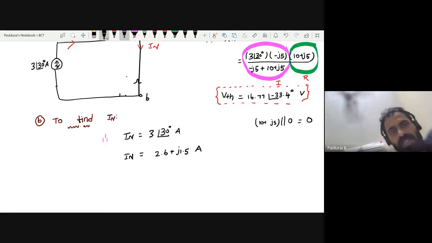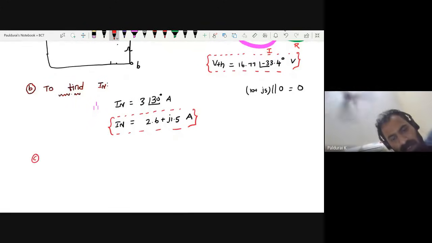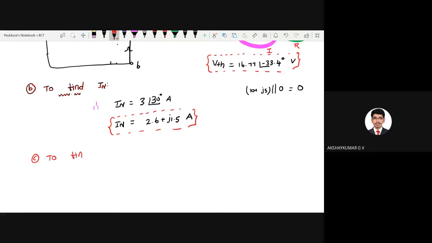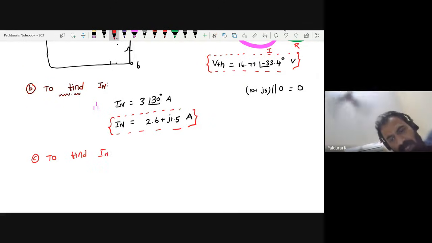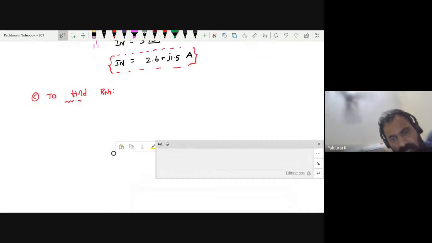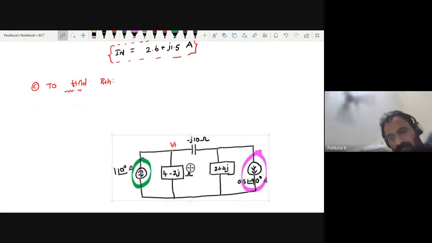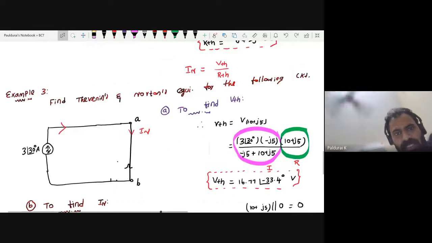Okay. And this time, how will you find RTH? Anyone? Sir, VTH by IN. Yeah, that you know, but this time I don't. Yeah, that's correct. Okay, you please do that. That is one method. Or another method, what is the procedure to calculate RTH? Old circuit. So I don't want to now take. Let me take this circuit.